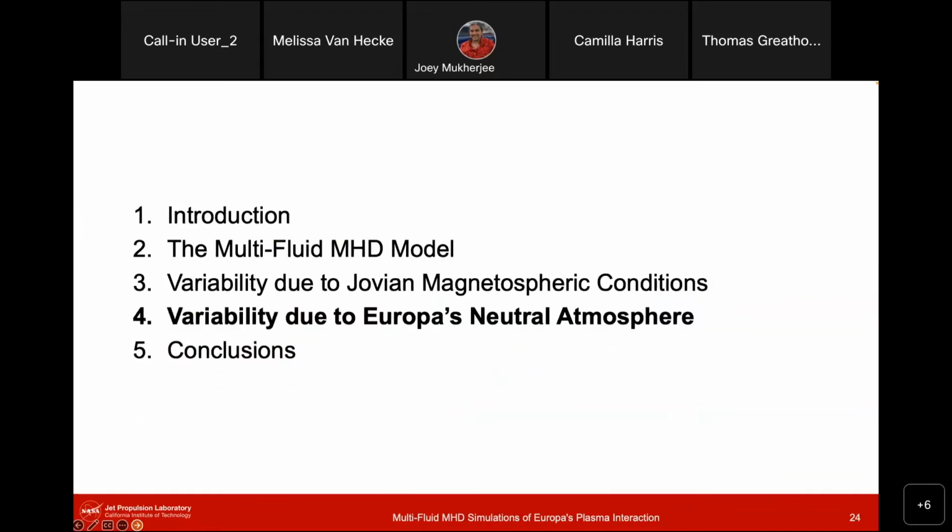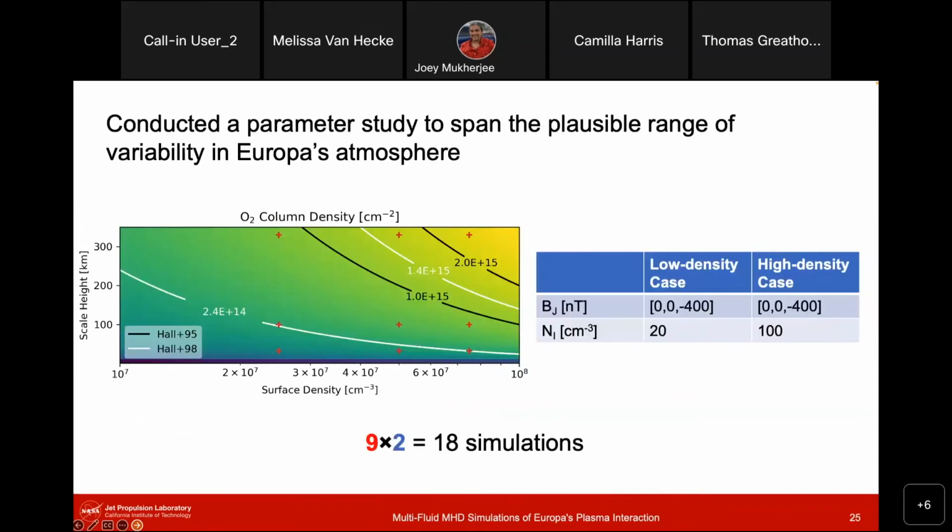So now we're going to talk about the neutral atmosphere. What we've done with this project is conducted another parameter study to explore the plausible range of what I've called variability in Europa's atmosphere. The simplest way to say it is that there are constraints on the column density of this neutral atmosphere, but they admit a lot of different configurations. The people who develop plasma models have had a lot of freedom to choose the one that works best for their model, because there's not a whole lot of observations that say you have to use this scale height.